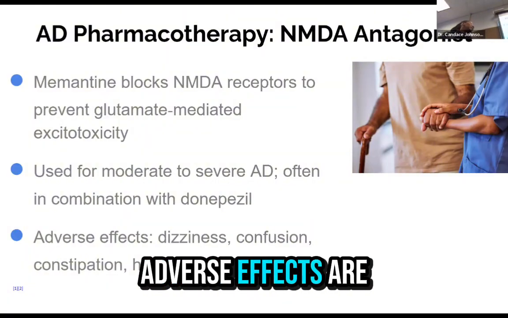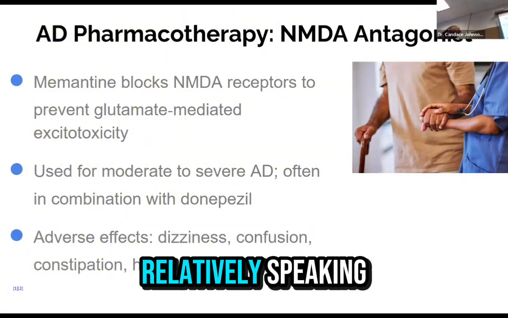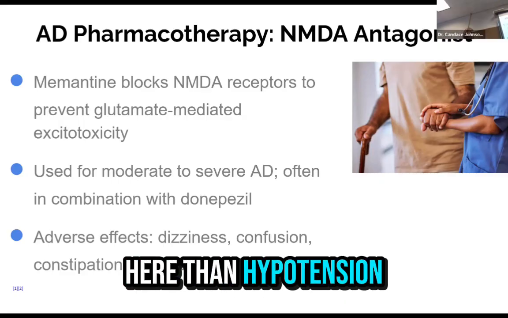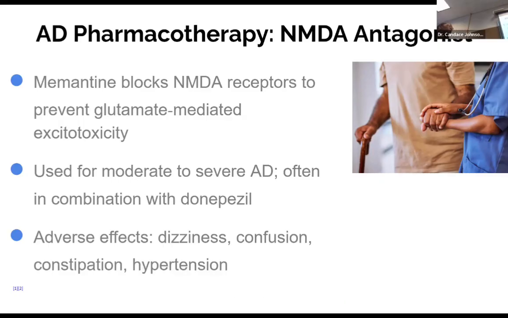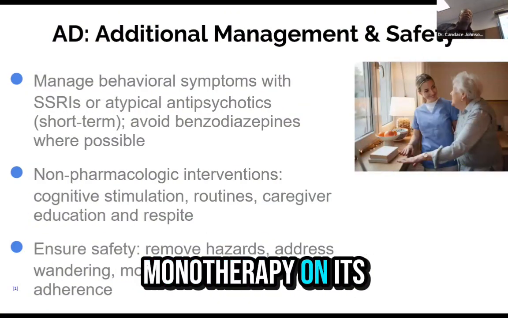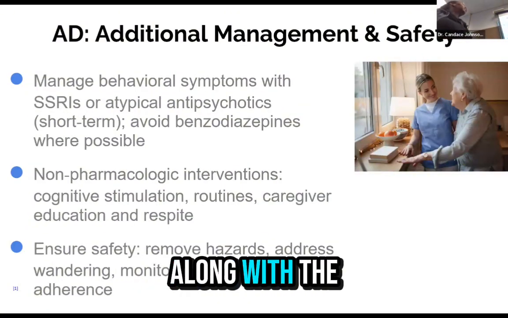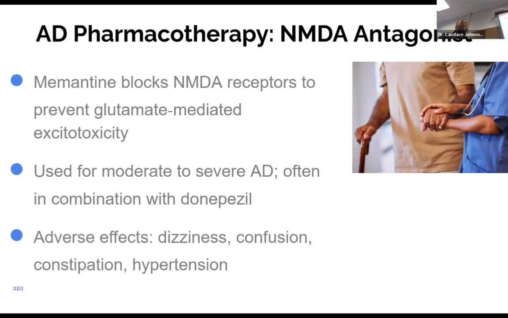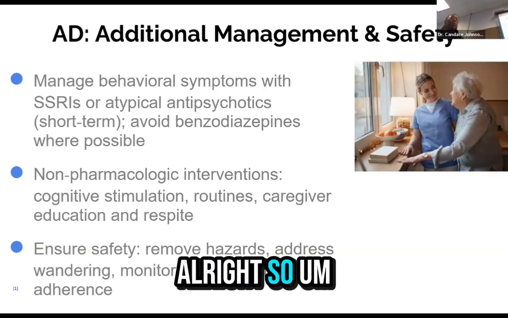But look, the adverse effects are the same, relatively speaking. Hypertension is more of a concern here than hypotension. And it's an adjuvant drug, usually not used as monotherapy on its own. It's usually used along with the big one, the main one, Donepezil.